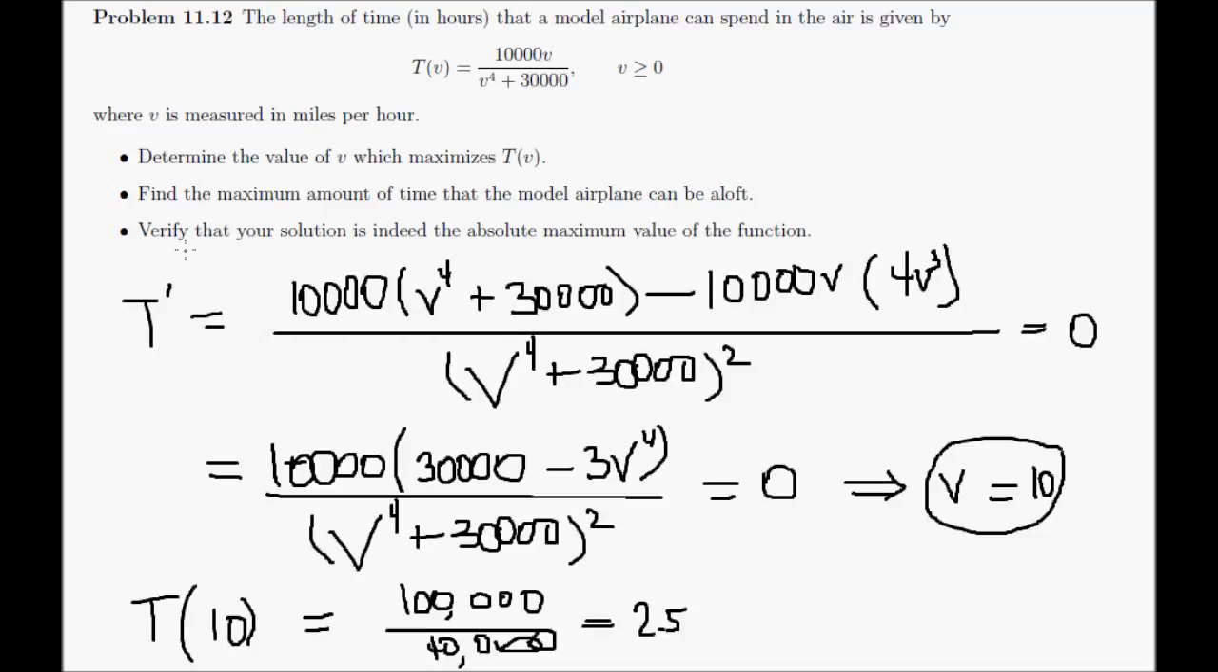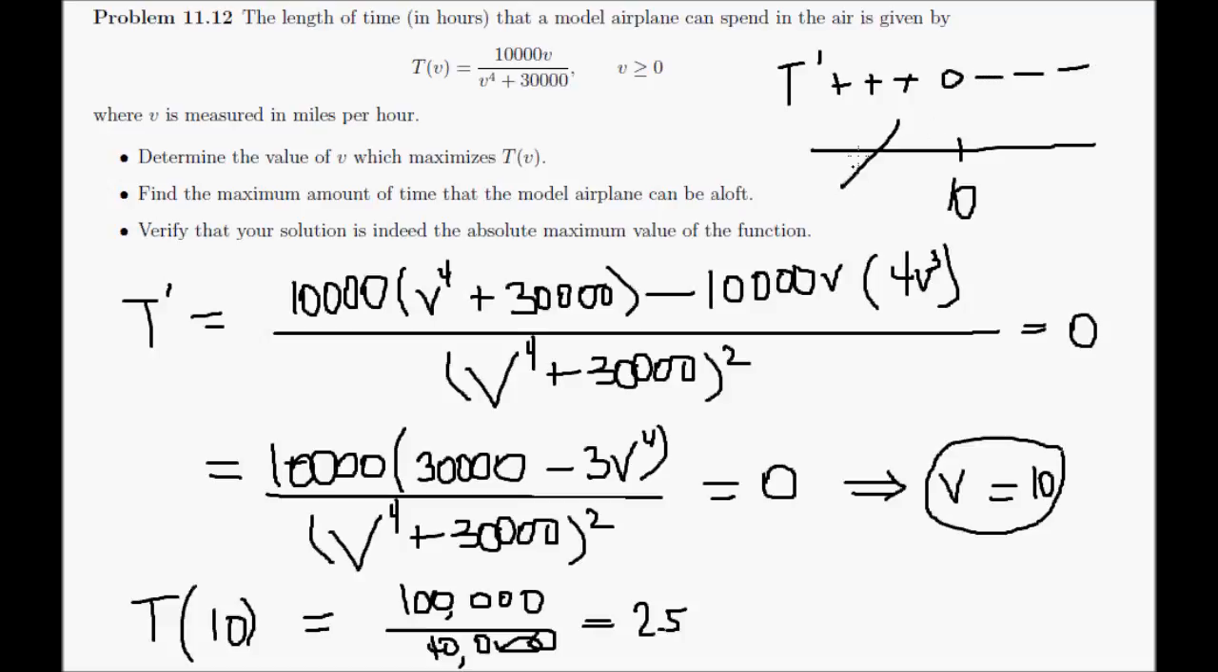Finally, one last detail that's left is confirming that this is indeed the absolute maximum. So let's think about the graph of T prime, both to the left of 10 and to the right of 10. So clearly, T prime is equal to 0 when v is equal to 10. If I plug in a number that is less than 10, I get something that is positive. And if I plug in something that is greater than 10, then the numerator is negative, and also the denominator is always positive, so negative.